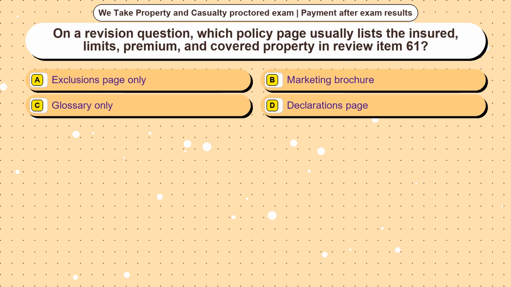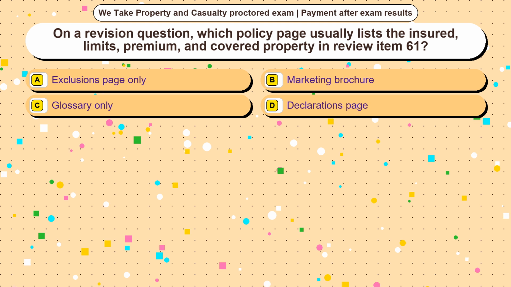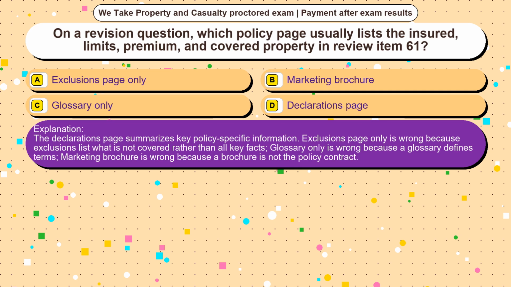Question 21. On a revision question, which policy page usually lists the insured, limits, premium, and covered property in review item 61? Option A, exclusions page only. Option B, marketing brochure. Option C, glossary only. Option D, declarations page. The correct answer is option D. The declarations page summarizes key policy-specific information. Exclusions page only is wrong because exclusions list what is not covered rather than all key facts. Glossary only is wrong because a glossary defines terms. Marketing brochure is wrong because a brochure is not the policy contract.